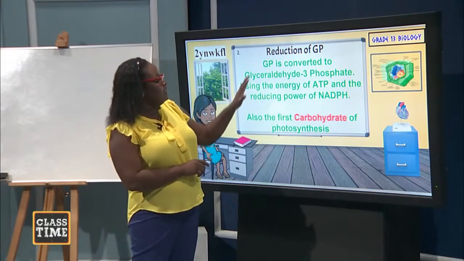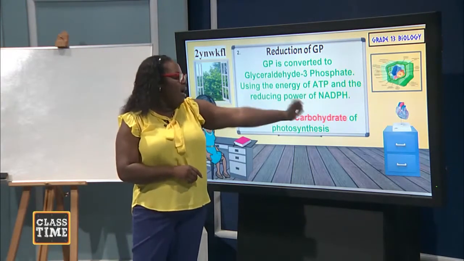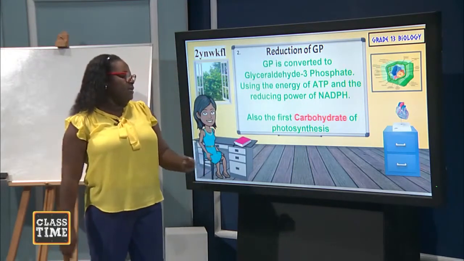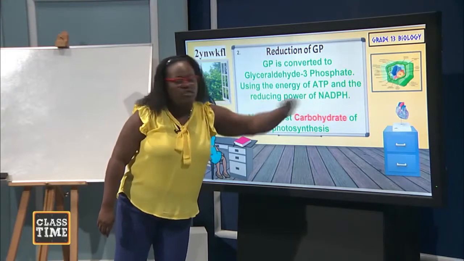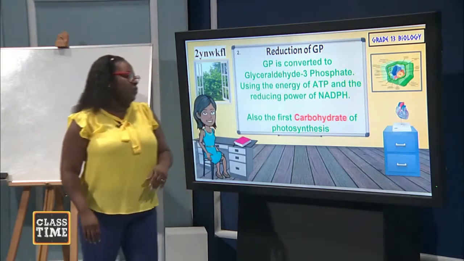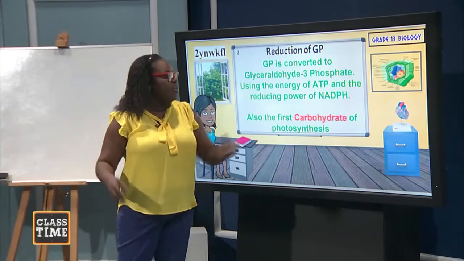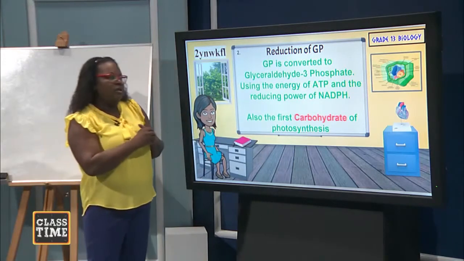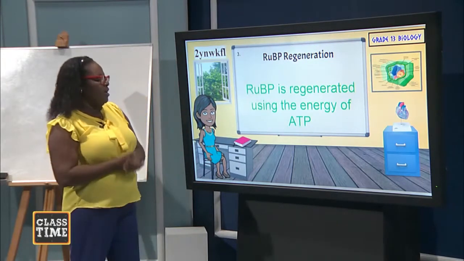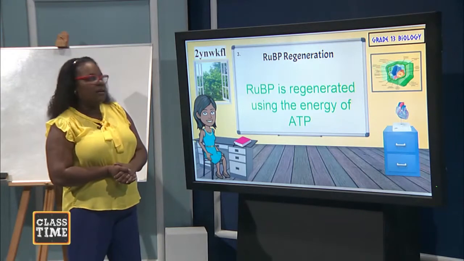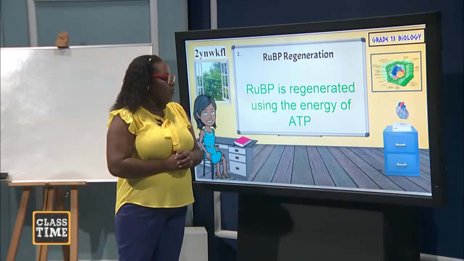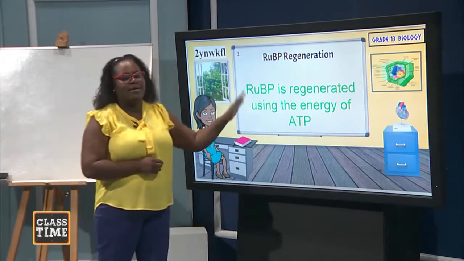Now, GP is converted to glyceraldehyde 3-phosphate, which is the first carbohydrate of photosynthesis. All right? And this process is where the ATP and the reducing power of NADPH are used, because remember, this is the reduction phase. So NADPH gives up its hydrogen to the process to make the glyceraldehyde 3-phosphate, and therefore it becomes oxidized, so it can go back to the thylakoid membrane to pick up more hydrogen ions and electrons. All right? And then you have the third phase of the cycle, which is the regeneration of RUBP, and this stage also requires ATP.